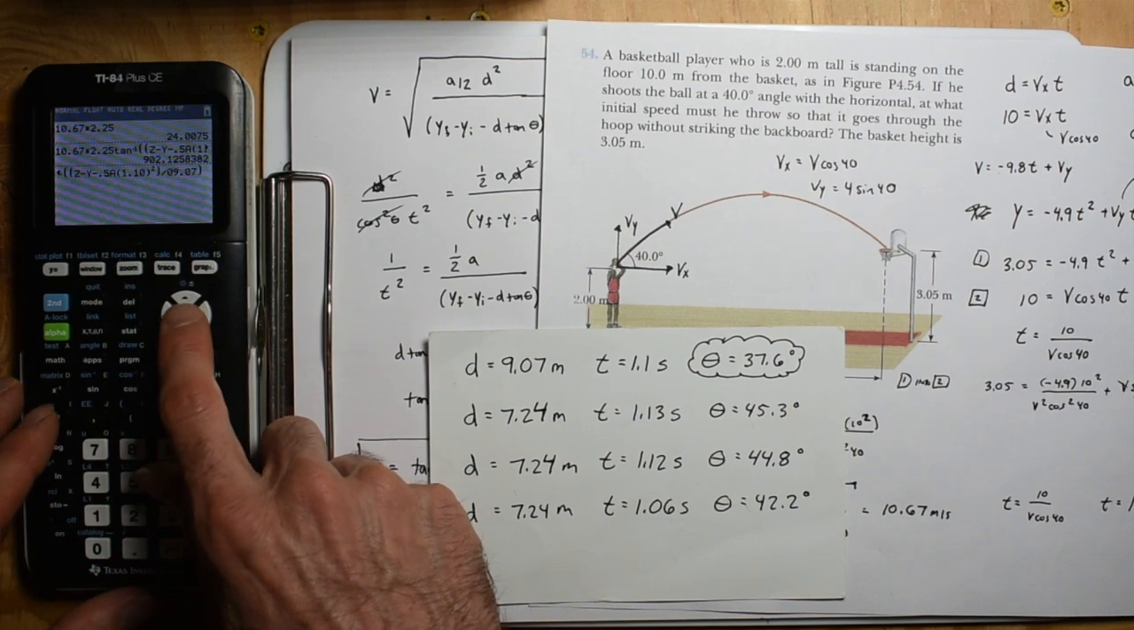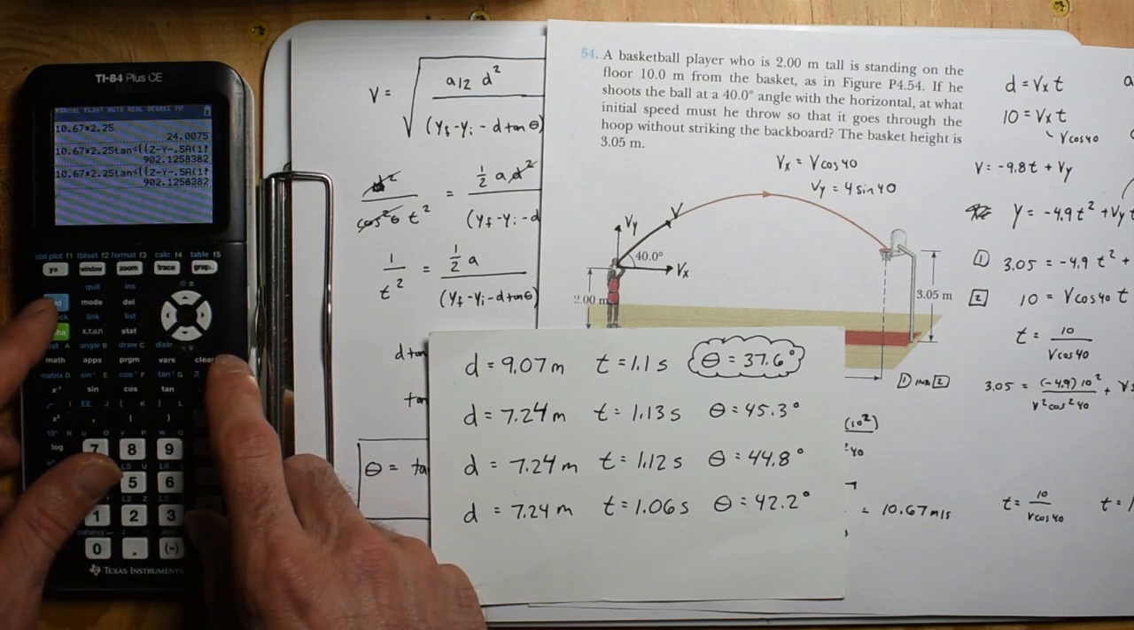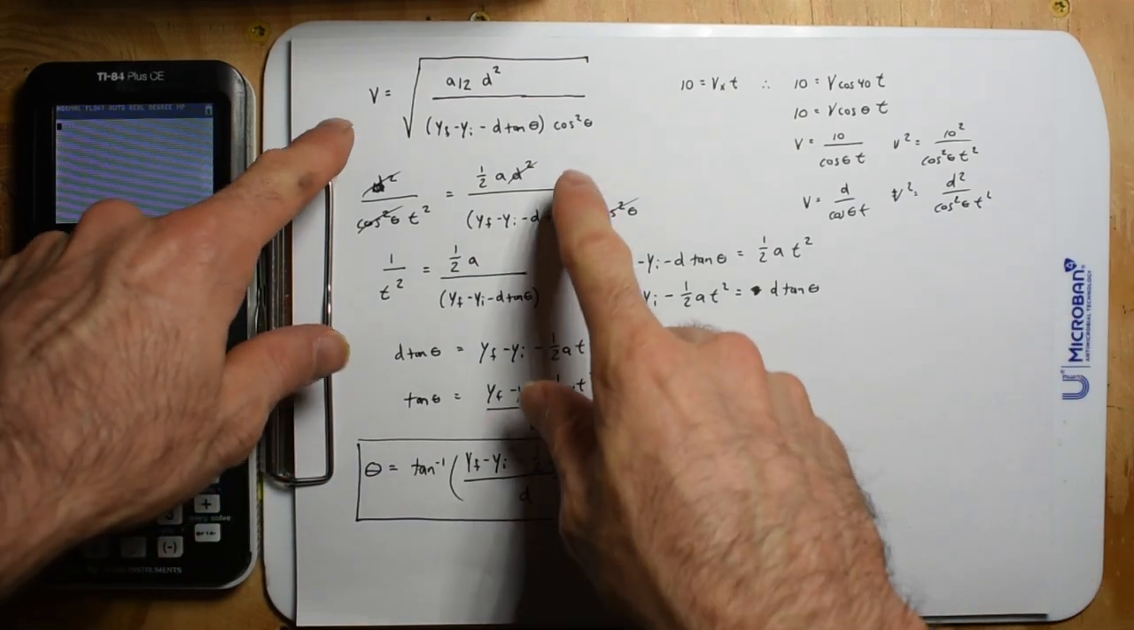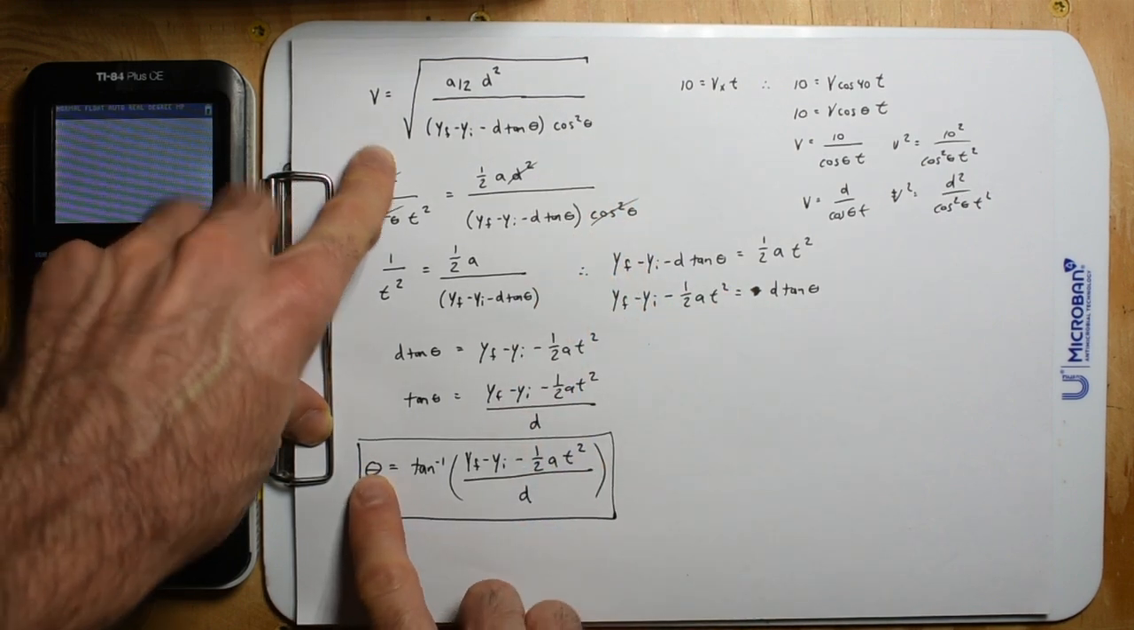Not 9.07. Why is that messing up right now? No. Alright, hell yeah. And before I forget, how do we get this equation into an equation for angle?